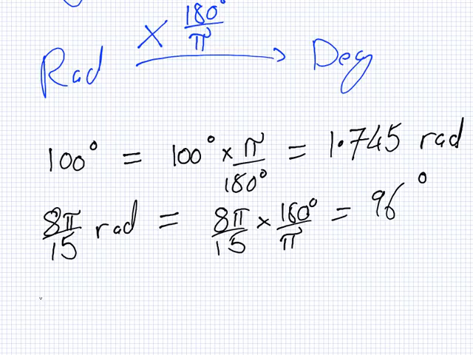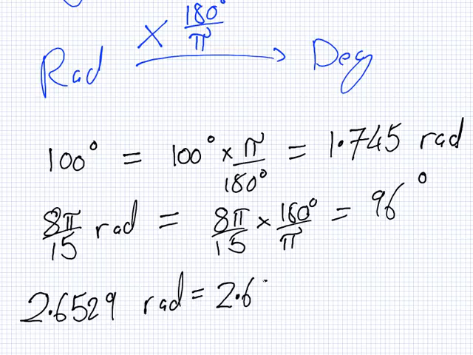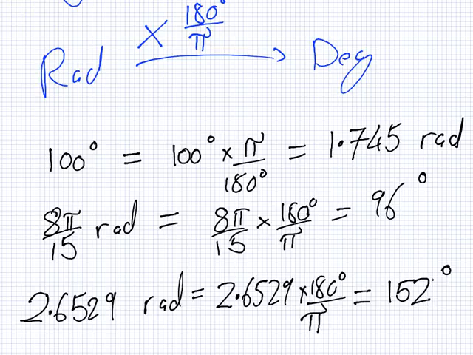And one more example. Let's say I have 2.6529 radians, and I want to convert that into degrees. So it's 2.6529 times 180 over pi, and what do I get there? 151.99. So 152 degrees then. So here's some examples of converting there. Please write those ones down. We'll have a look at something else now.